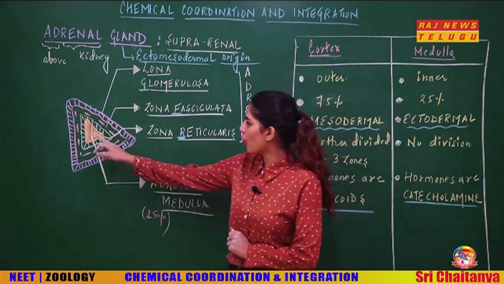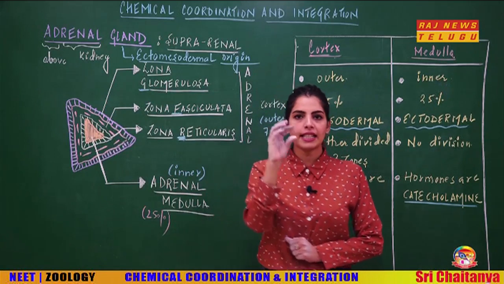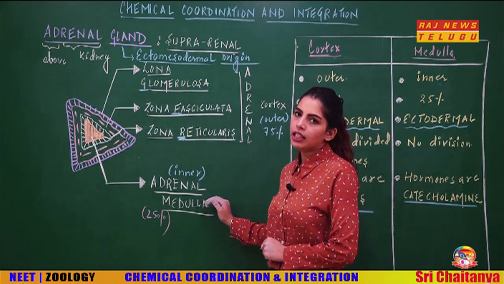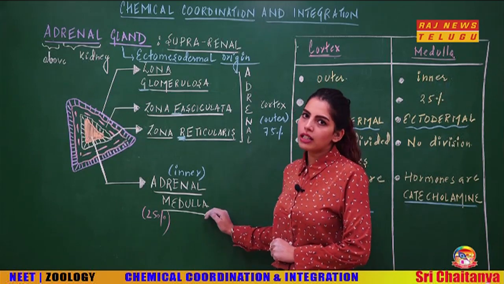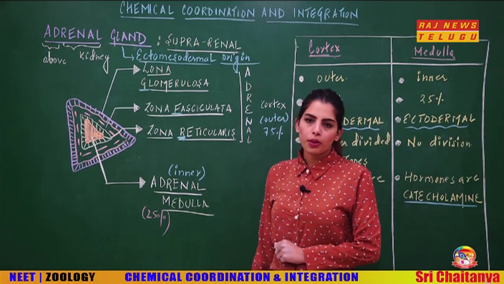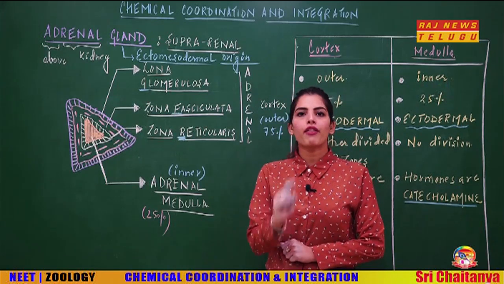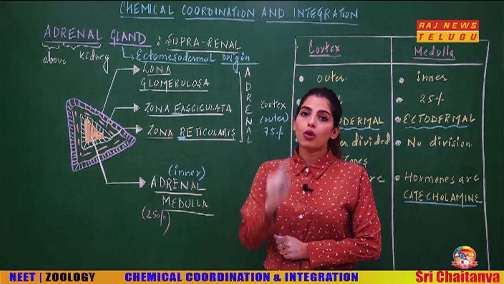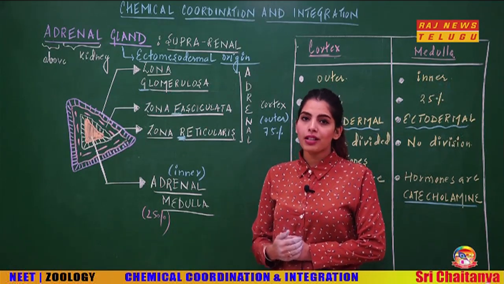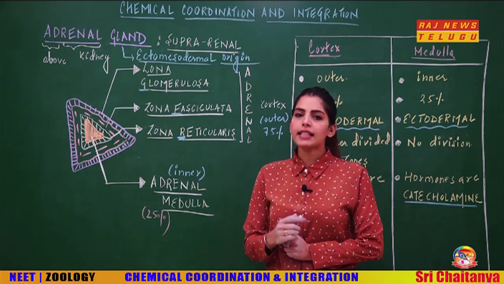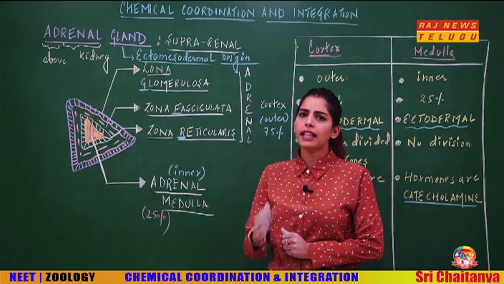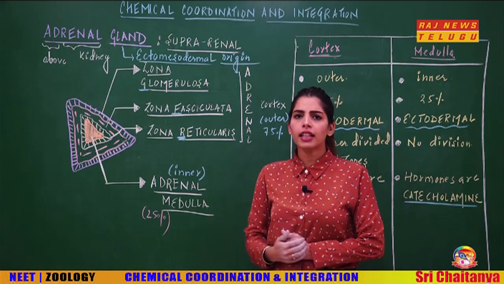Now, talking about this orange colored part located inside, it is the innermost part of the adrenal gland, called the adrenal medulla. Also, I have written here that it is only 25% of the total gland. Talking about the outermost part, the cortex, the cortex has further divisions. You see certain layers further in the cortex.